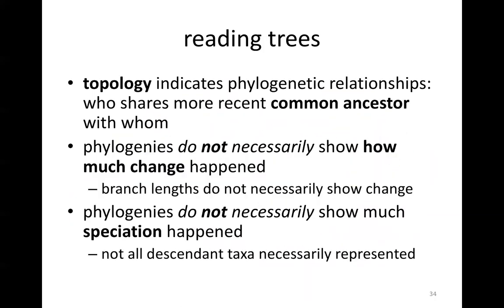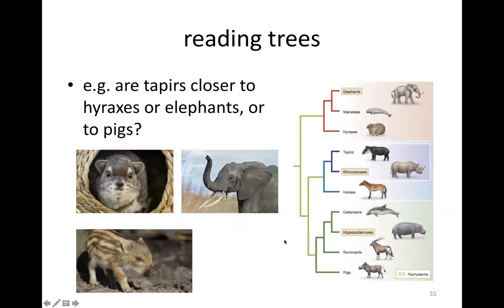Speciation or split events. Yeah, not all descendant taxa are necessarily represented.